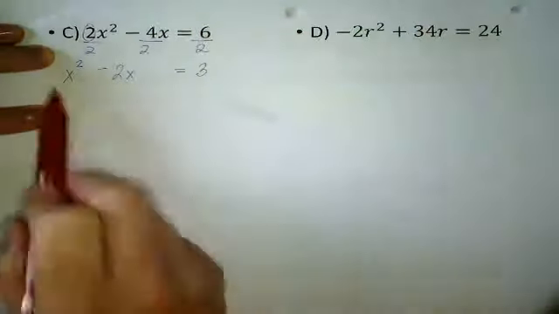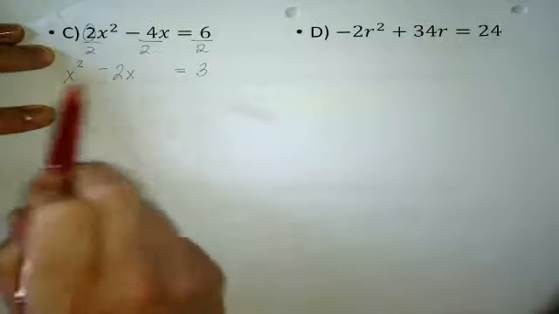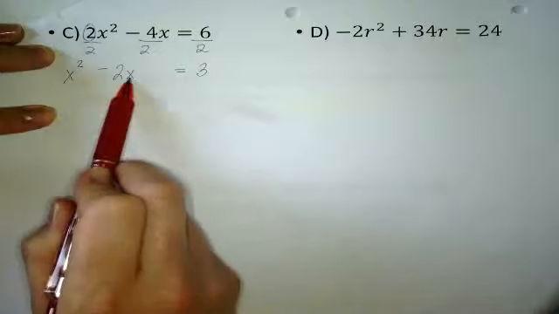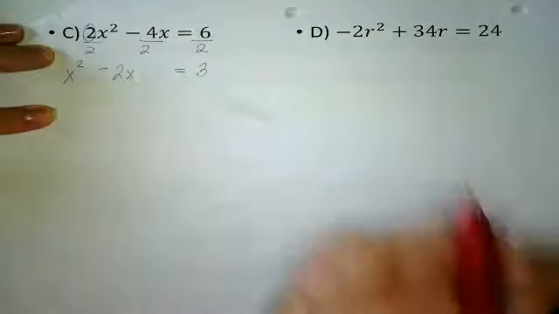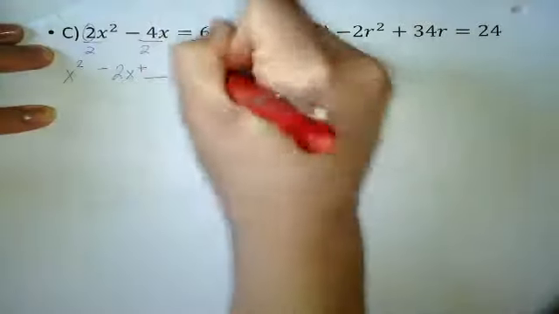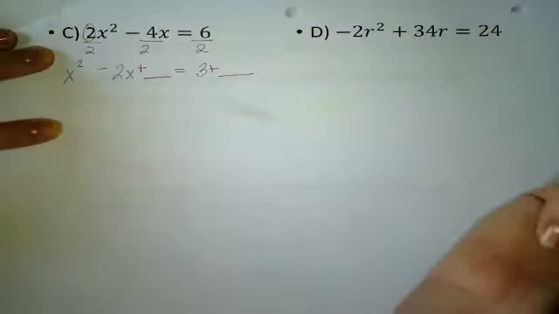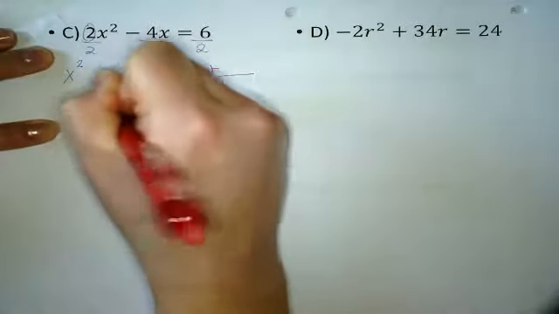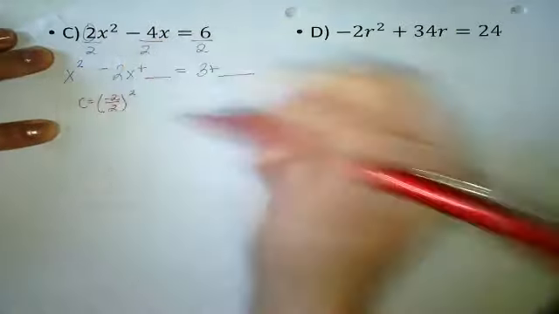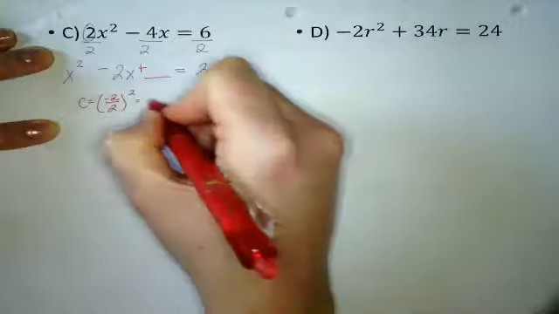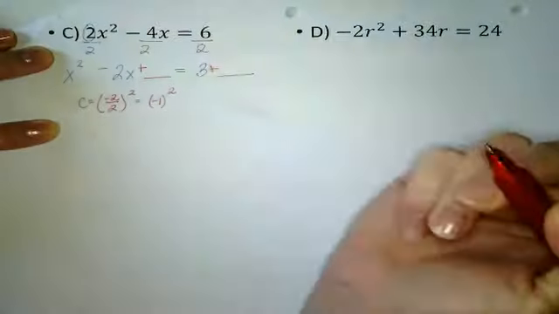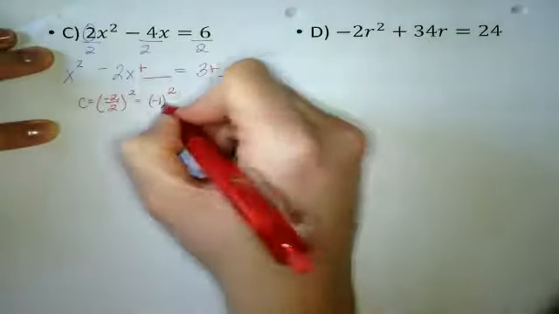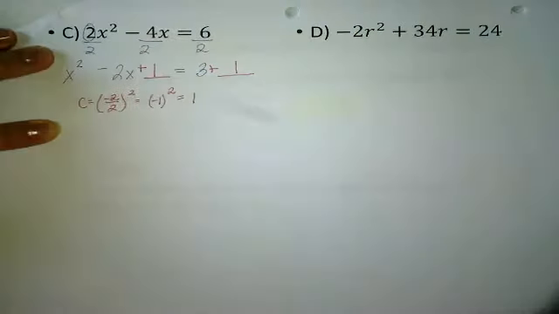The second step was isolate the x squared and the x term. And you can see that they're already alone on the left-hand side. So good. And then we're going to add the blank spaces. Add c to both sides. So let's figure out c. C is negative 2 over 2 quantity squared. Negative 2 over 2 is negative 1 quantity squared. And negative 1 times negative 1 is positive 1. So we're going to add 1 to both sides.